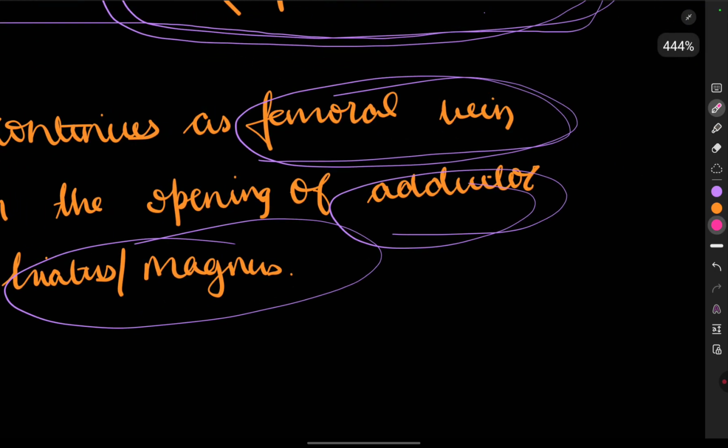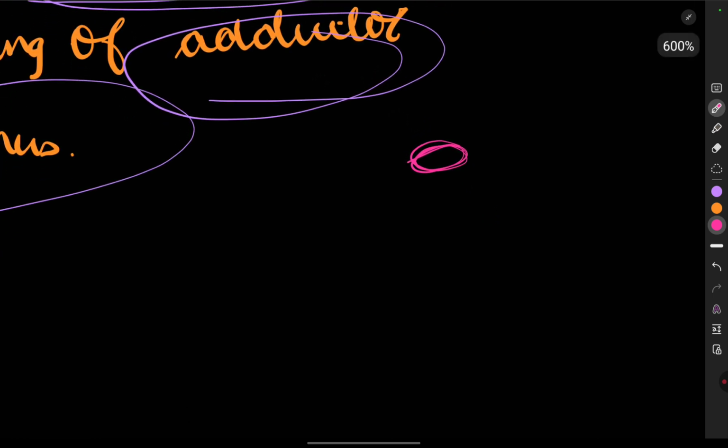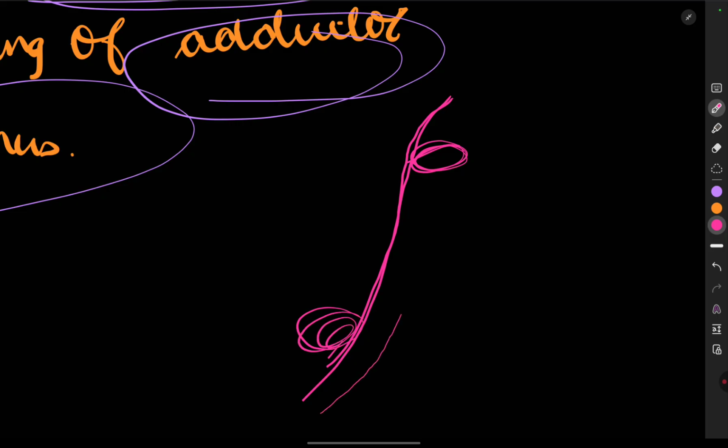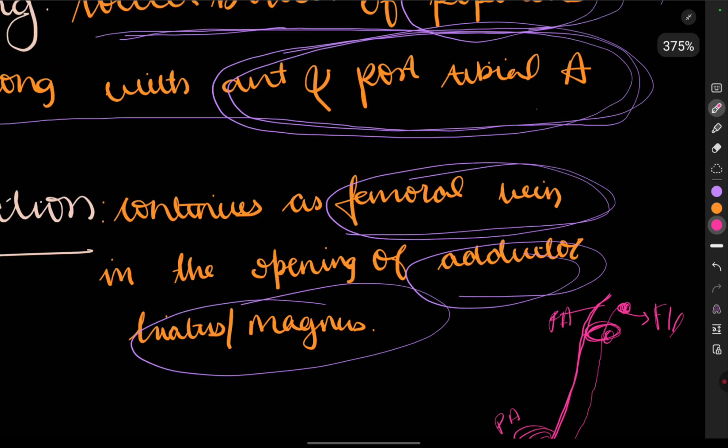So see, I would like to show you something. Suppose this is the adductor hiatus of the adductor magnus, and this is the femoral artery. It is coming like this, and it is forming the popliteal artery. So the popliteal vein is going in the opposite direction through the adductor hiatus, and then it is forming the femoral vein. So the femoral artery forms the popliteal artery, and the popliteal vein goes upward to form the femoral vein. Okay, so this is how you have to remember.